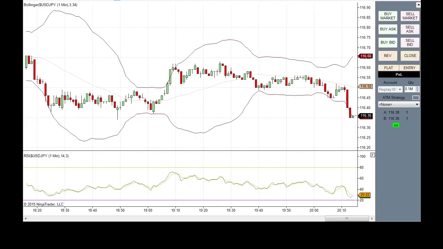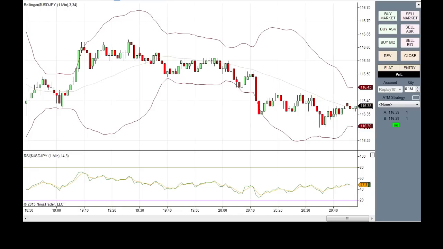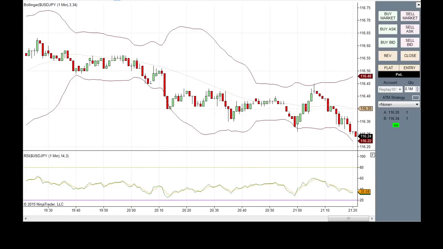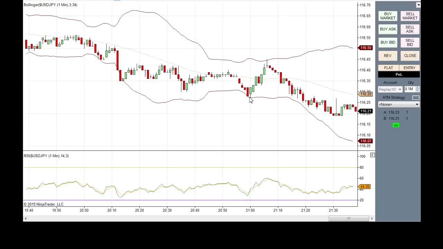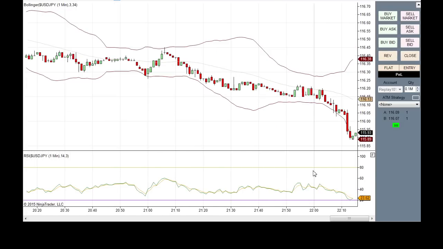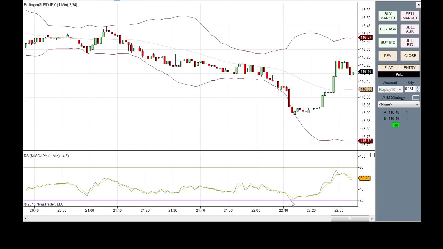So as you can see, there's a lot of patience with this particular strategy. You might have to wait every now and then. But this is why you can use it on multiple pairs and indices and all different kinds of places. There was a Bollinger Band touch here, but we didn't get into oversold territory. Okay, let's just assume that that was below.